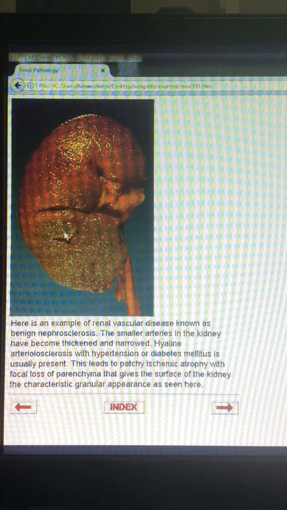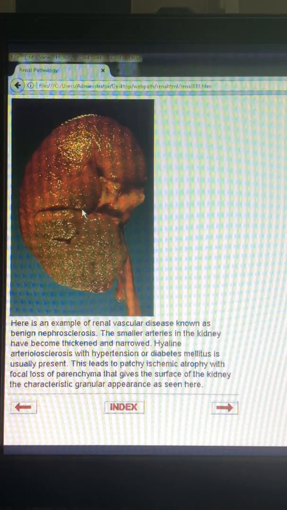So this picture shows a kidney. The normal surface of the kidney should be smooth. But here we have a small granular appearance all over the kidney. So what's causing this? This is due to a renal vascular disease called benign nephrosclerosis. Benign nephrosclerosis. What's the cause of this? The small arteries of the kidney will be thickened and narrowed due to hyaline arteriosclerosis. From where is this arteriosclerosis? Because the patient has hypertension or diabetes. So this is benign nephrosclerosis.